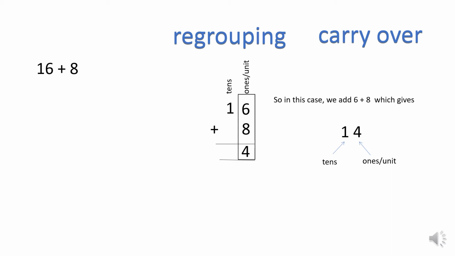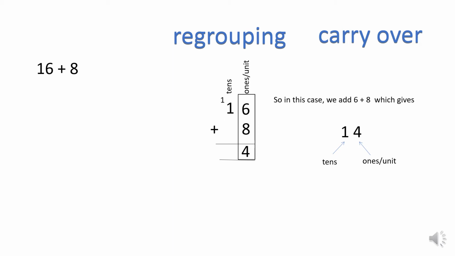Now what do we do with the number 1? And that's the tens position. What we do is we put it as a subscript, which means a tiny number 1 at the top of the number that is already there in the tens position, which in this case happens to be 1, like so.